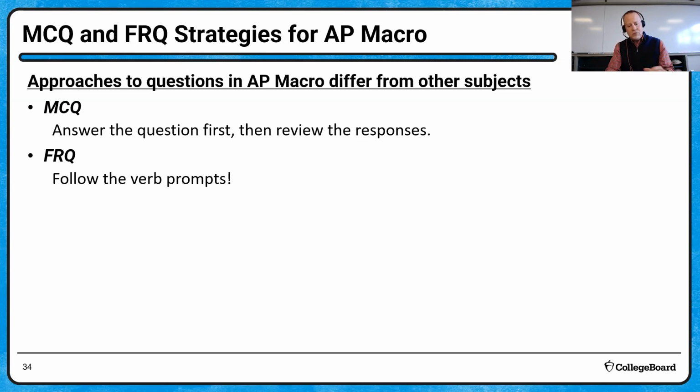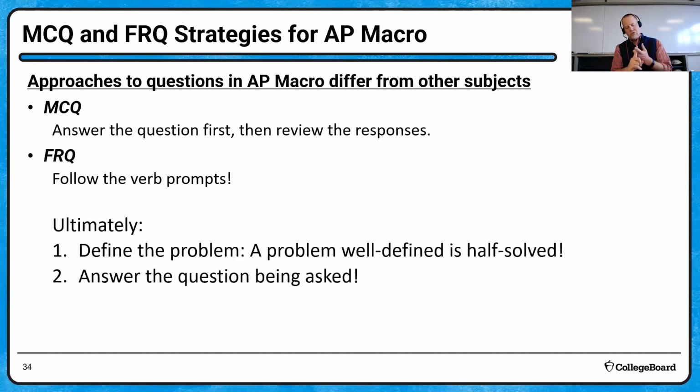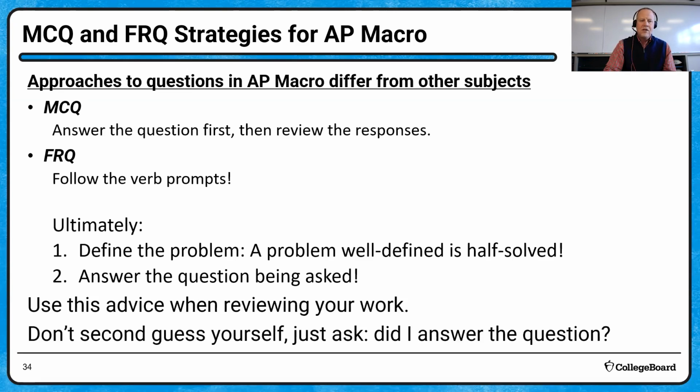That's not everything. There's more to it than that. You have to know your content, but follow your verb prompts. They're going to lead you in the right direction. They're going to get you to the correct response. Ultimately, though, what does it come down to? Start by defining the problem. A problem well defined is half solved. Then answer the question being asked.